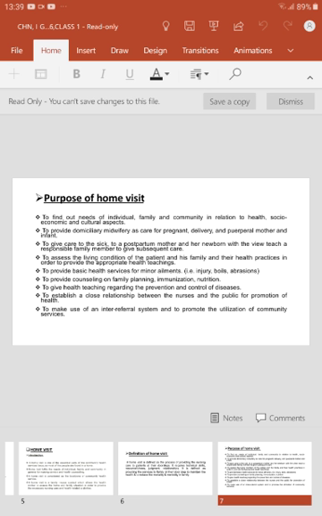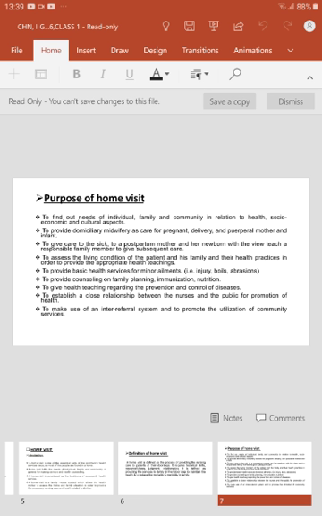Okay, then next one is to establish a close relation between the nurse and the public for the promotion of health. So they will maintain rapport with the community people, to know about the health situation and the welfare of the people, and promote the health of the community people.